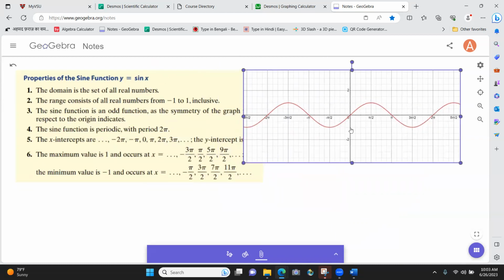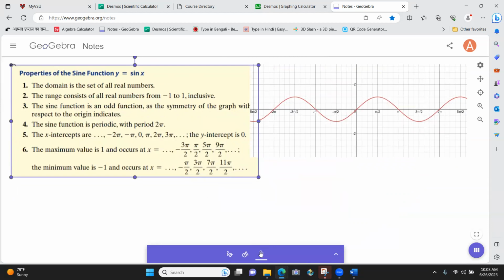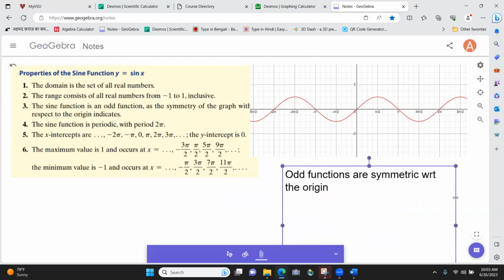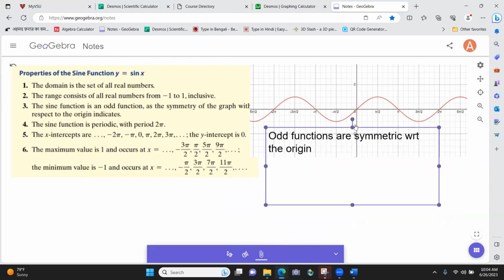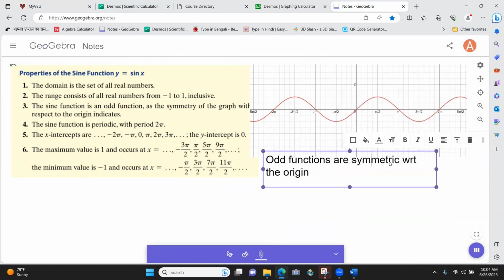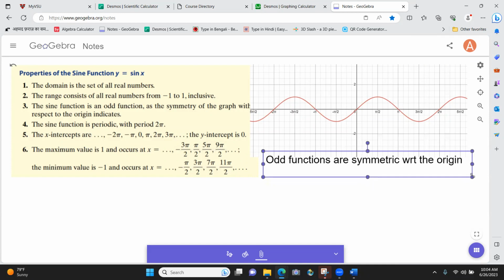I need a little bit of room here. Odd functions are symmetric with regard to the origin. That's what it means. WRT means with regard to. Symmetric. Did I spell it right? Odd functions are symmetric with regard to the origin.